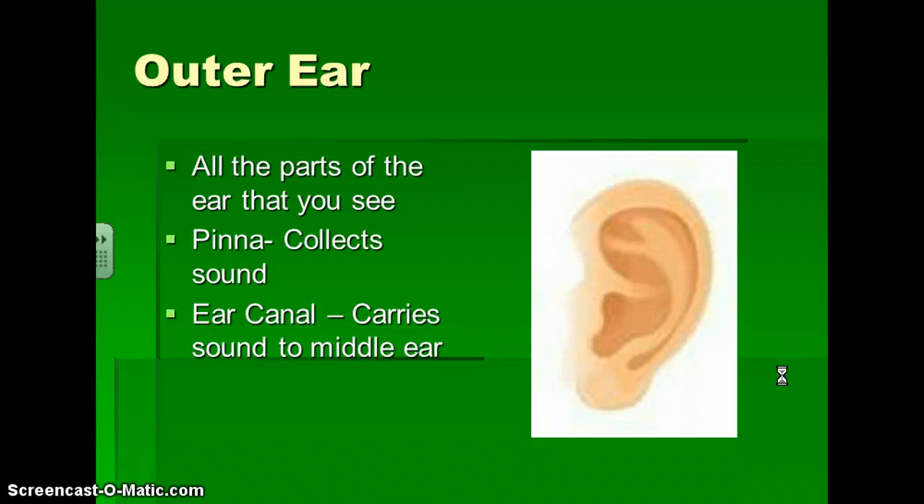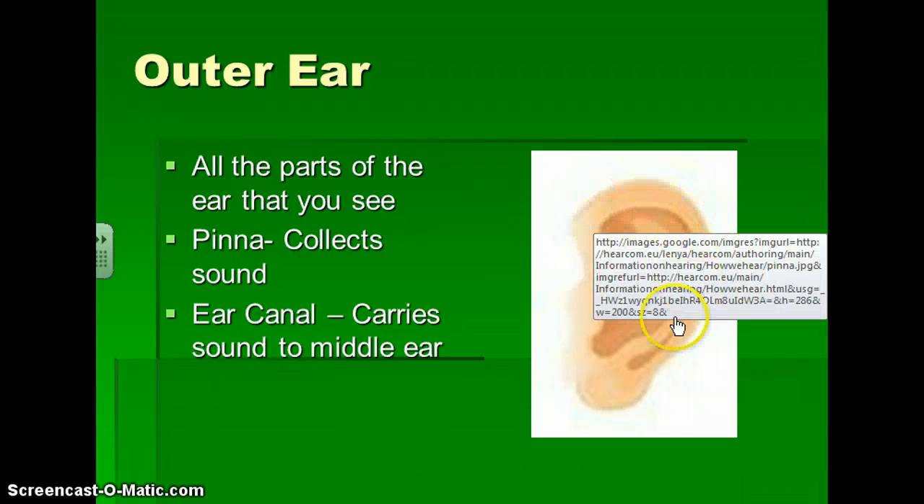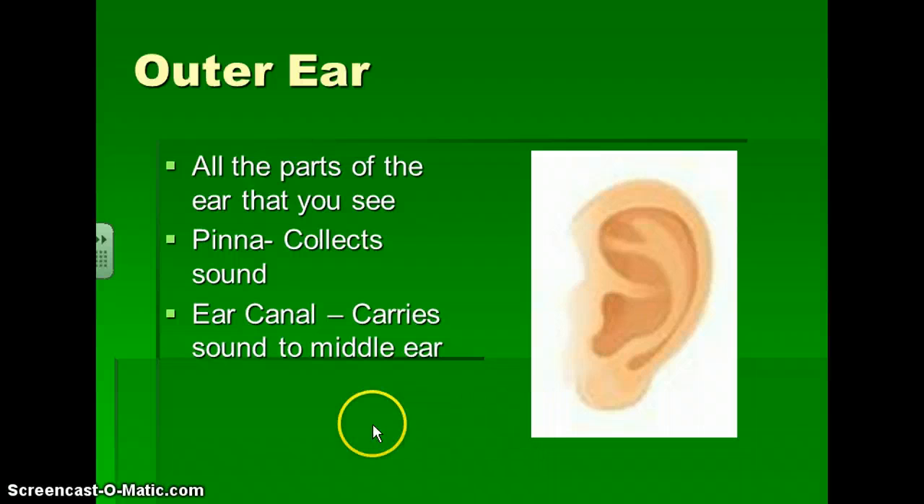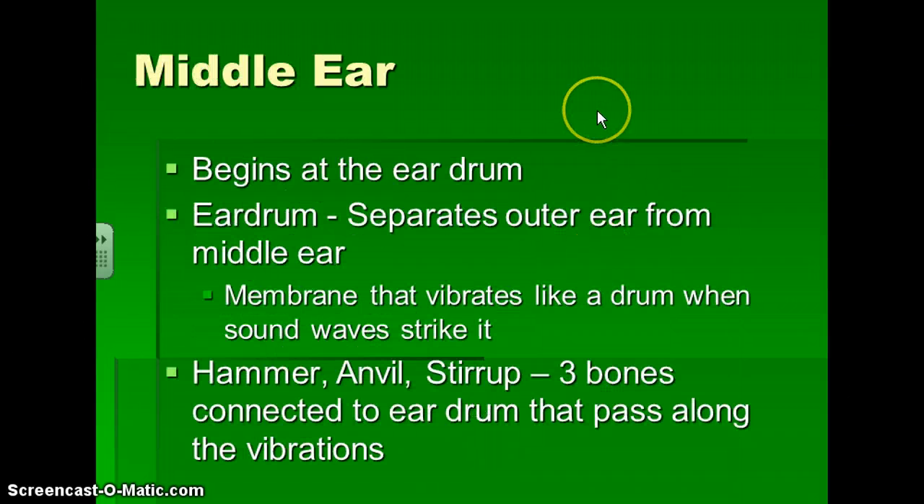The outer ear, as I just mentioned, are all of the parts of the ear that you can see. We have the pinna, which collects the sound, and then the ear canal, the opening there, which carries the sound to the middle part of the ear. The middle ear starts at the eardrum, which separates the outer ear from the middle ear, and it's a membrane that vibrates like a drum when sound waves strike it.